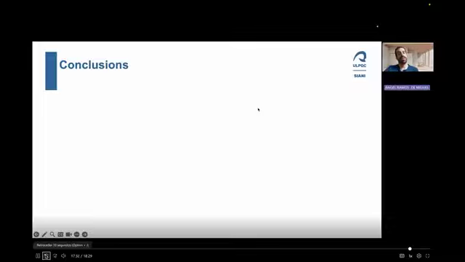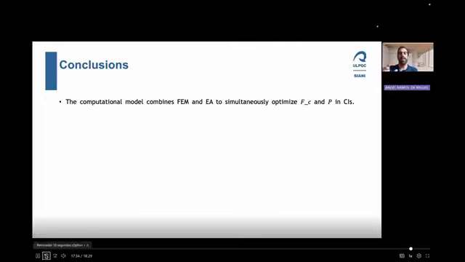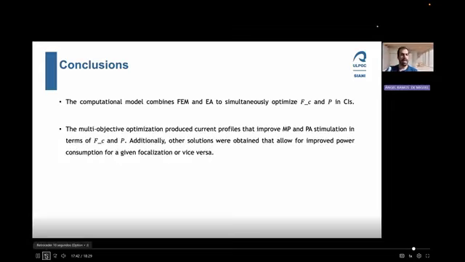Okay, so in conclusion, we can say that the computational model combines a neuron model and an evolutionary algorithm to simultaneously optimize focusing and power in cochlear implants, and the multi-objective optimization produces different current profiles for monopolar and for phased array stimulation in terms of focusing and power. These solutions could be improved in terms of power and focalization if we take care of having as goal, as objective target, the auditory nerve, and not everything at the level of the electrode.